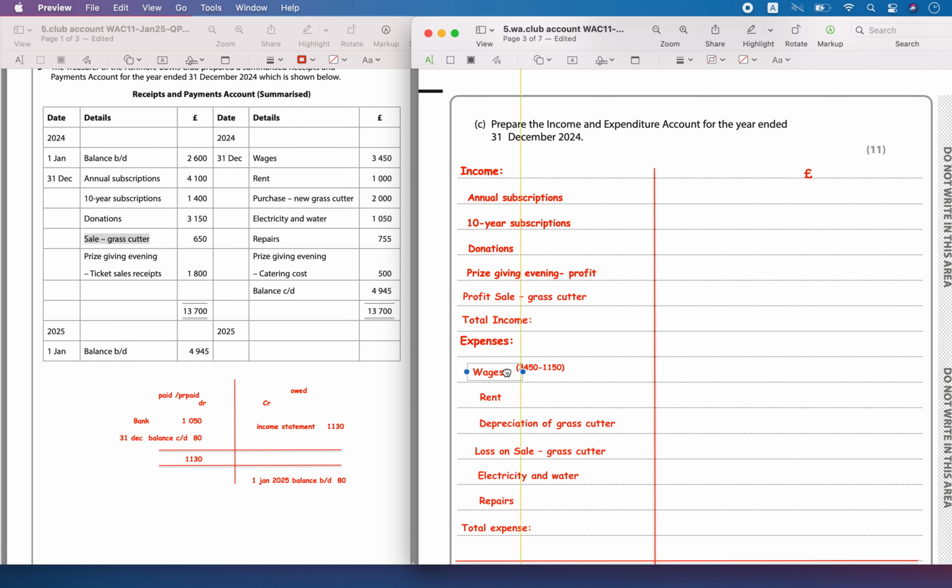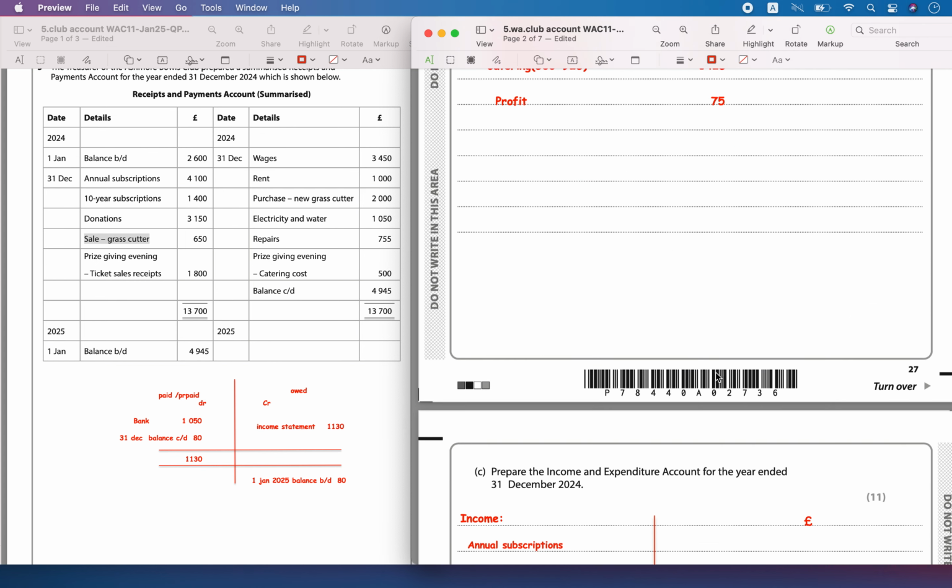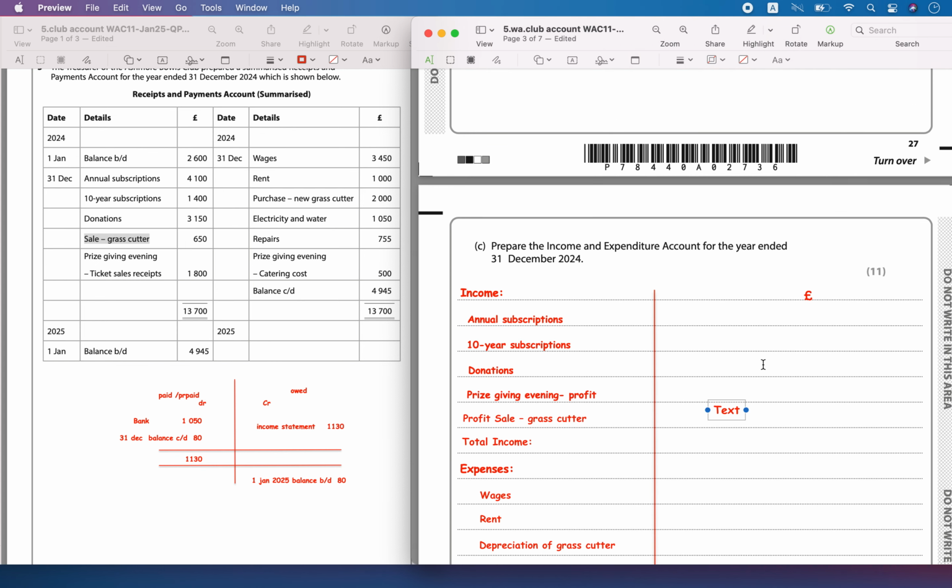Let's prepare the income and expenditure account. The first one was annual subscription. The annual subscription account had already been prepared, and we know that 4,000 was transferred to the income statement. So let's write 4,000.